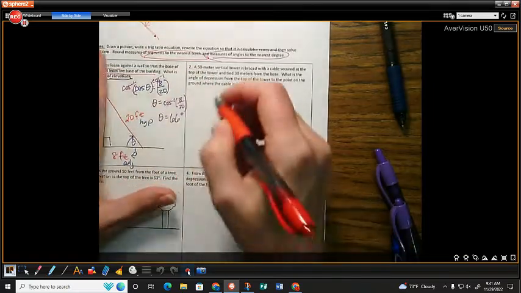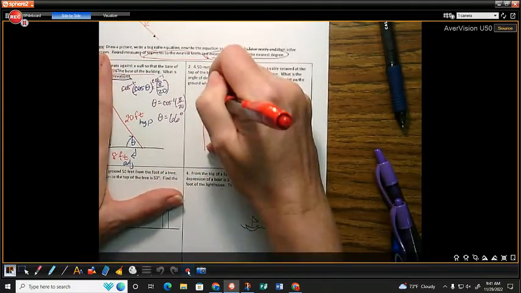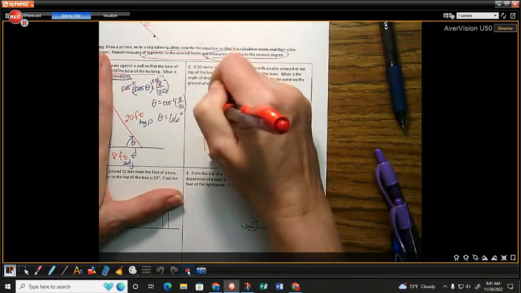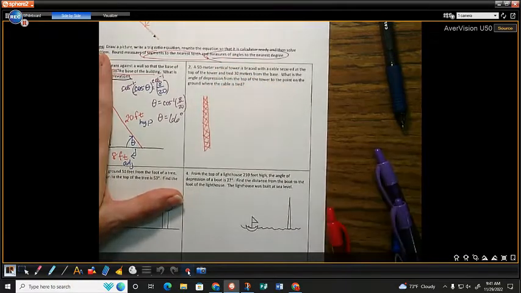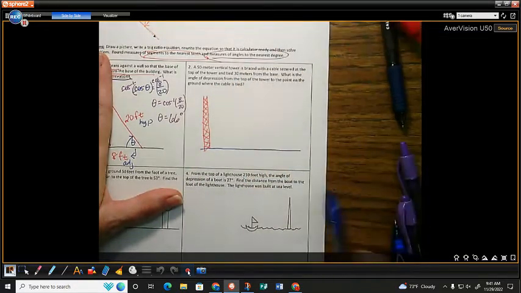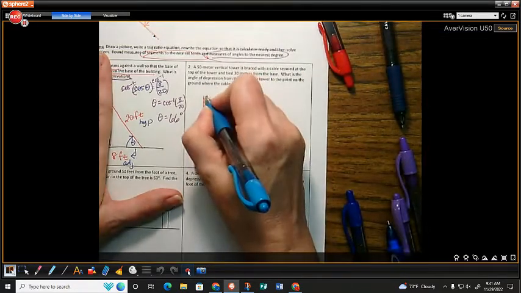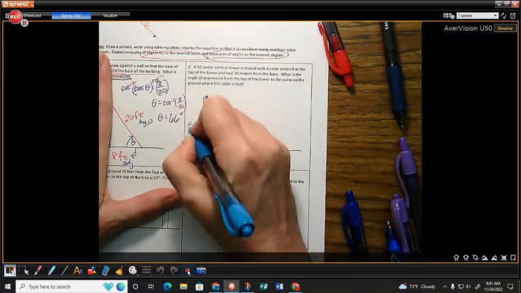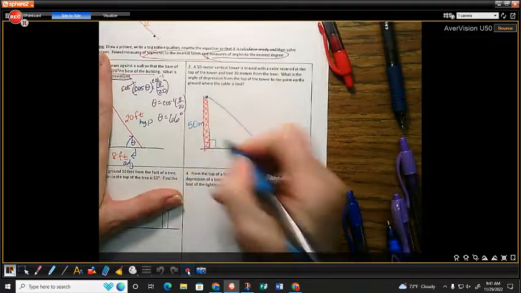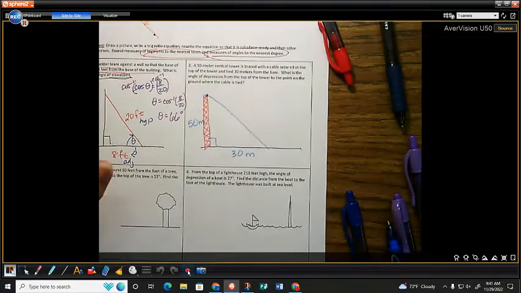You've got a 50-meter vertical tower. So this is probably one of those TV antennas or something. And then you've got the ground. And it's secured at the top of the tower and tied 30 meters from the base. And this is 50 meters. And it wants to have the angle of depression here. And this is where everybody screws up.